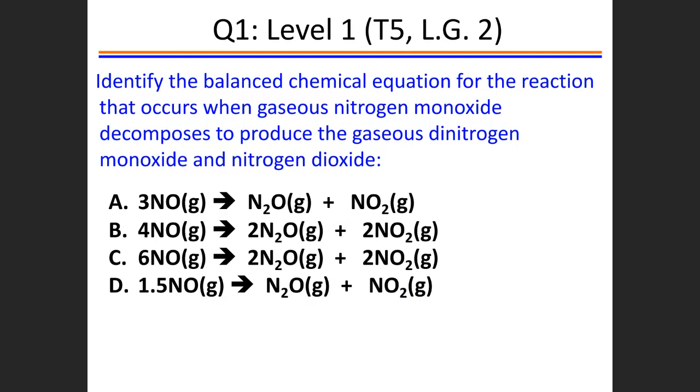Identify the balanced chemical reaction or equation for the reaction that occurs when gaseous nitrogen monoxide, that means NO, decomposes to produce gaseous dinitrogen monoxide and nitrogen dioxide. So can you just guess? I know we have the options here. However, it seems the answer A is the correct one among the four.